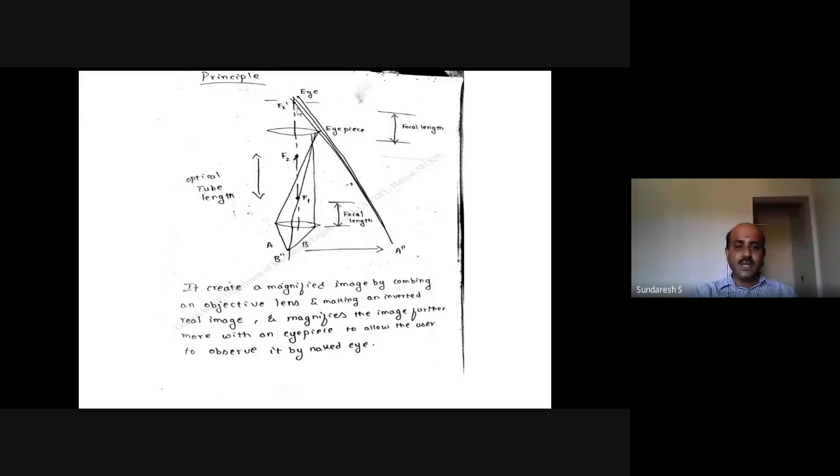Where the eyepiece is there, you can see the eye, the focal length, and the inverted real image. The purpose of the objective lens is making an inverted real image and magnifying the image further with the help of an eyepiece to allow the user to observe it by naked eye. This is the principle of the optical microscope. I think you might have studied this in your physics or in your chemistry, how it works. This is the optical tube length, and this is the focal length, and here is the focal length. So this is how the principle happens.